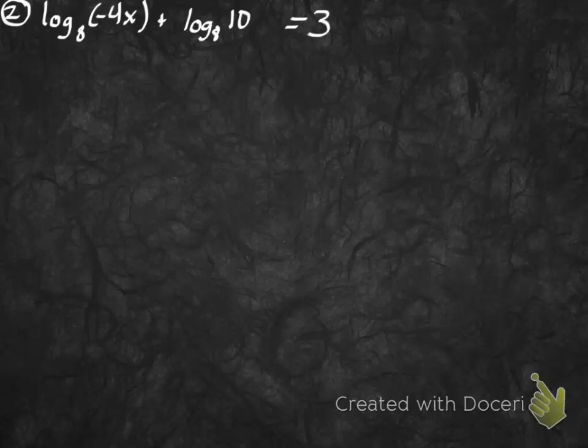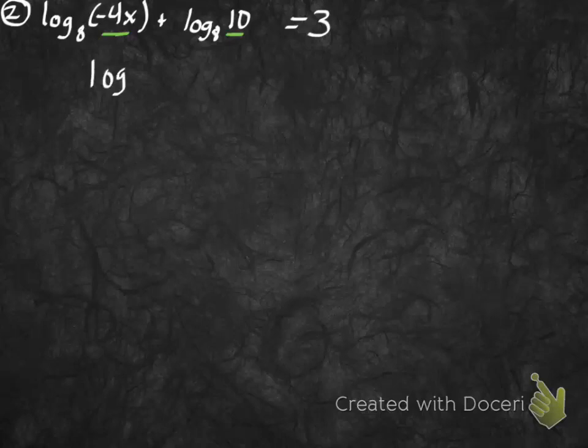Log base 8 of negative 4x plus log base 8 of 10 equals 3. So is there more than a single log on both sides? On this side, we have 2 logs. What are we going to do with the part I underlined? Combine them by doing what operation? Multiply, because they are separated with addition.